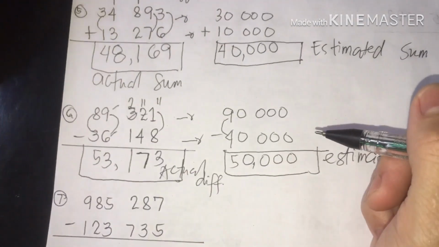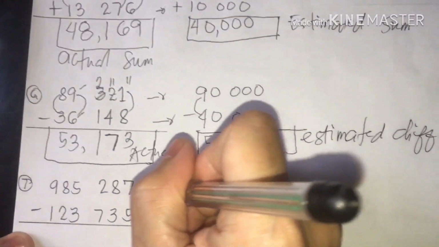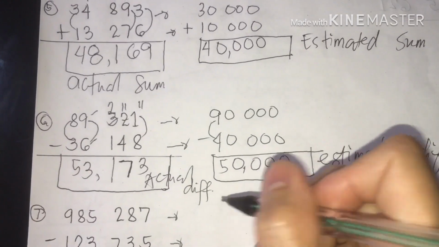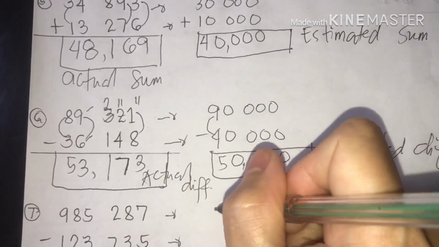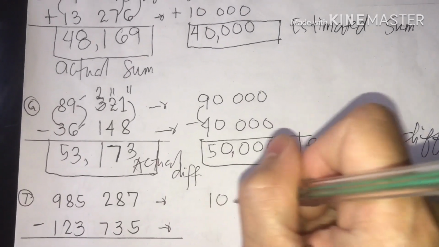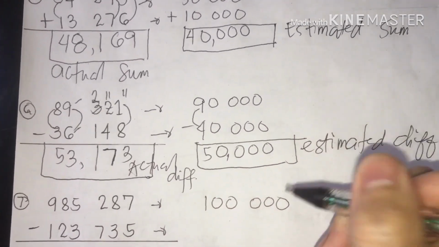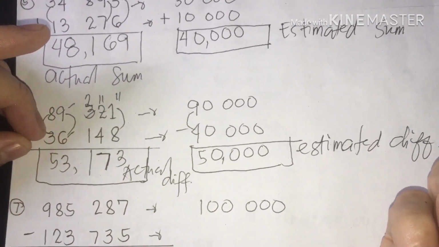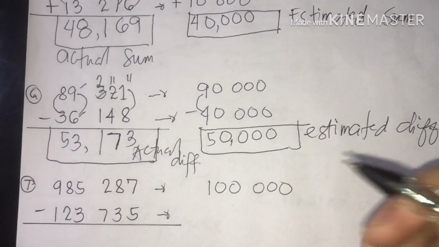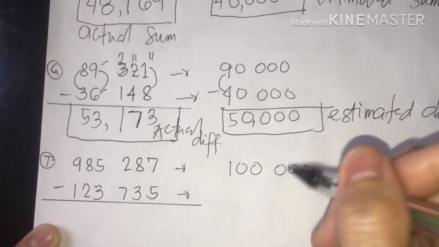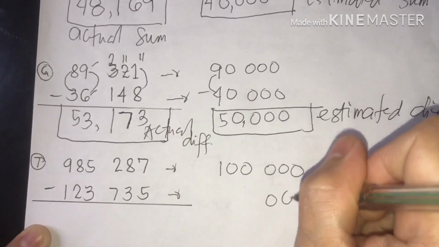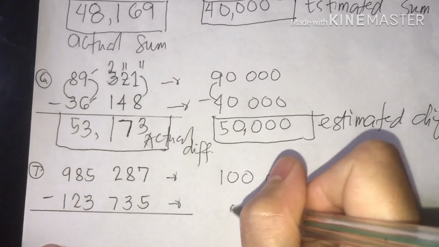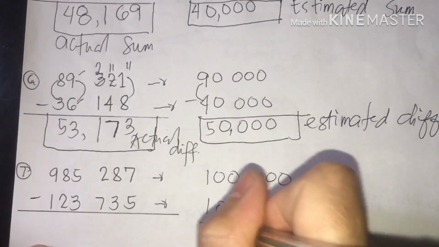53,000. Next, number 7. So let's have first here 985,287. We're going to round it off. We have 100,000 minus, that's 123,000. So since this is what we called, okay, so we need 700, so 2001. So later we will do that.